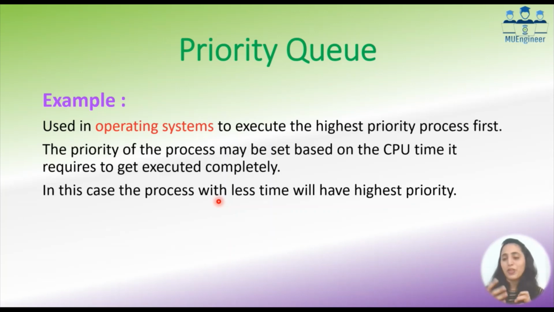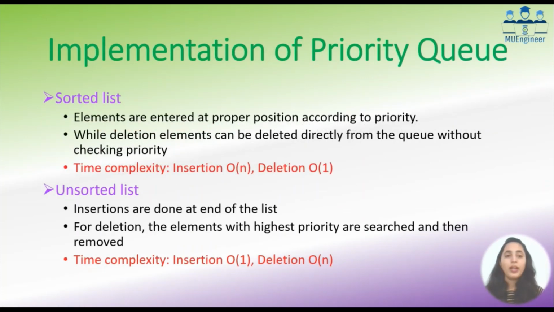Okay, there are different varieties of queues. We can use them the way we want for our application. Okay, coming ahead, this is the implementation of priority queue, and here we have the different types of priority queue: sorted list and unsorted list.